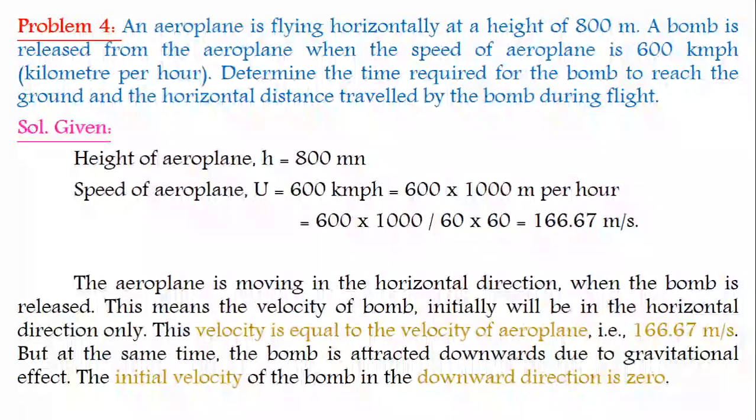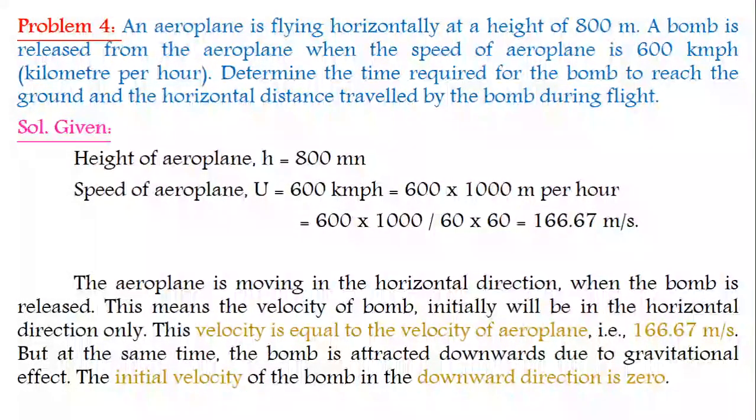Similarly, to convert a value in kilometers per hour to meter per second, just divide by 3.6. Suppose we have to convert meter per second to kilometer per hour, just multiply the value by 3.6, and you will get the kilometer per hour. This is a simple conversion.